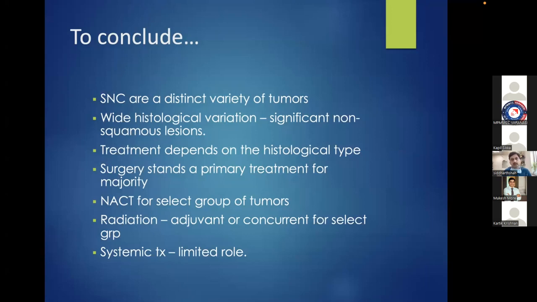Surgery still has the primary role, but in a certain group of patients, like lymphomas and sarcomas, Ewing sarcoma, chemoradiation is the primary modality. NACT has a role in a select group of high grade malignancies. Radiation is adjuvant or concurrent for a select group of patients, and systemic therapy has a limited role.